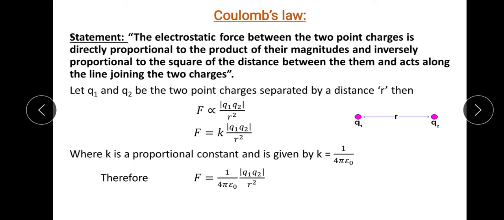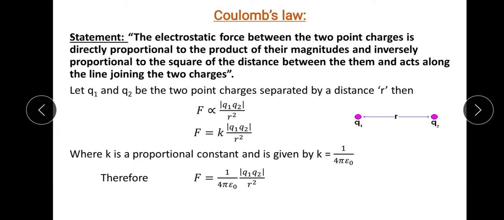Now if I introduce a constant by removing this proportional sign, the constant will be k, and the equation becomes F is equal to k into Q1 Q2 by r square. This k is a proportionality constant and its value depends on the place where we have kept these charges. If the charges are kept in air or vacuum, k is equal to 1 by 4 pi epsilon naught, where epsilon naught is called the permittivity of air or vacuum, which is also called absolute permittivity.